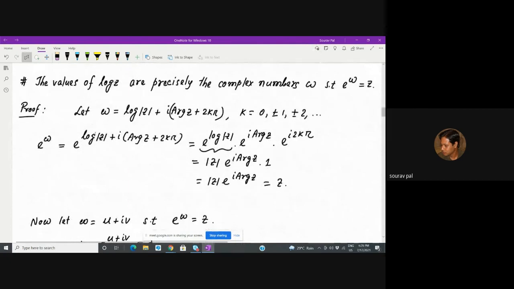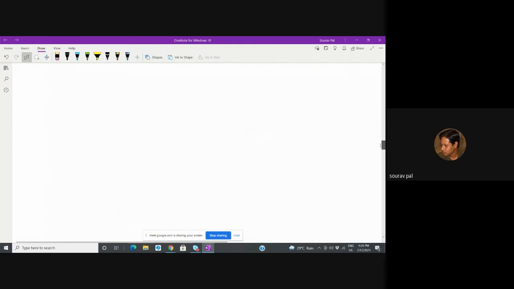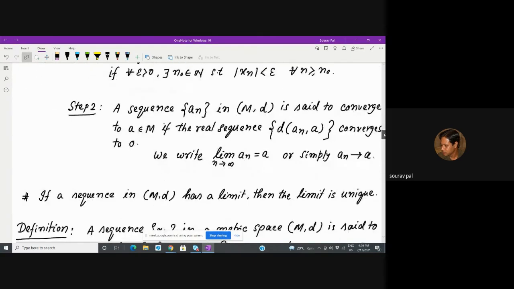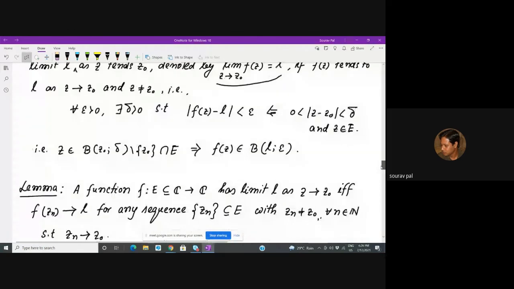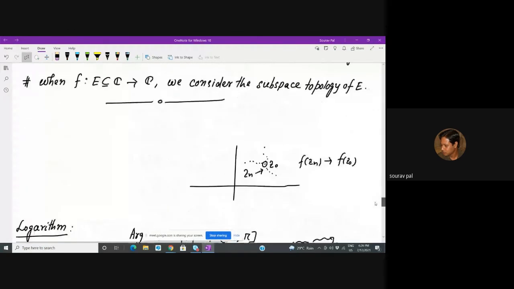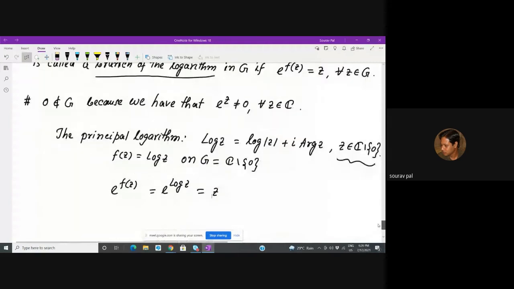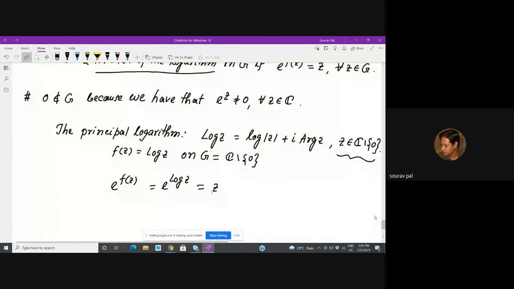Here, look at it. So e to the this guy is equal to z. In particular, if we choose the argument only with k equal to 0, then it is z actually. So we have this equality here. We don't have any problem with the equality. It is fine. But the point is that this function is not continuous.